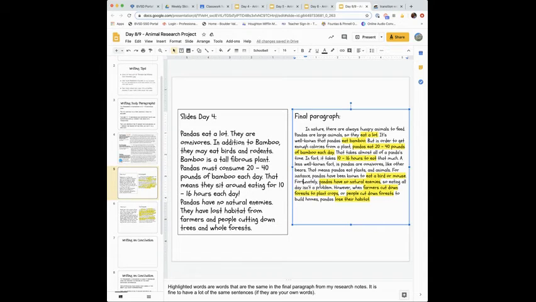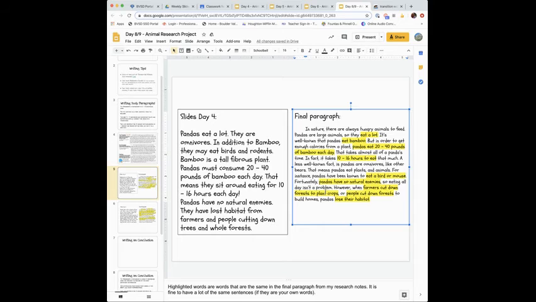I used it right here. Fortunately, pandas have no natural enemies, so eating all day isn't a problem. However, when farmers cut down forests to plant crops, so do you see how the second part is about the known what eats pandas? Nothing. I didn't just say nothing eats pandas and I'm done. I put, fortunately, pandas have no natural enemies, so eating all day isn't a problem.